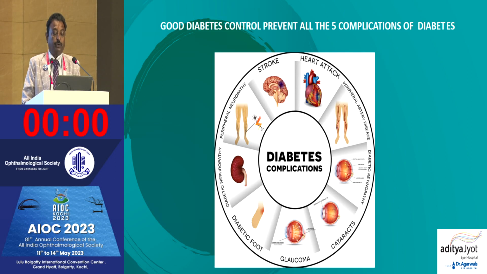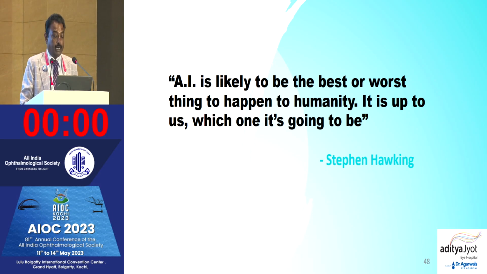My idea is to diagnose diabetes early, at the age of 35, so that we can prevent all this, so that it will not cost the government or the person, who might die of either renal failure or a heart attack. Even Dr. Arun Kshetrapal spoke about Stephen Hawking. He says AI is likely to be the best or worst thing to happen to humanity. It is up to us which one it's going to be.